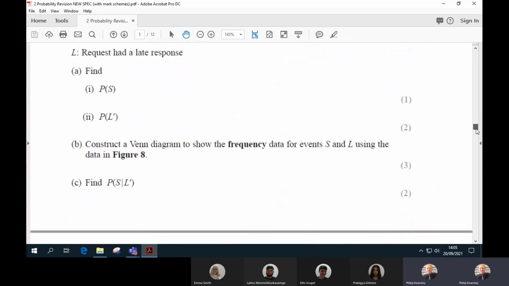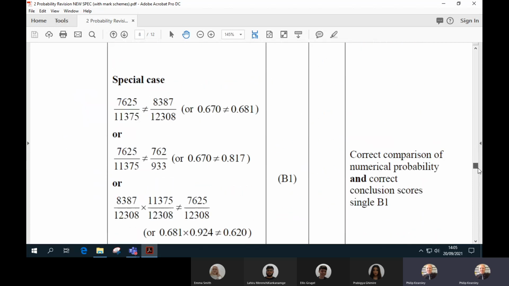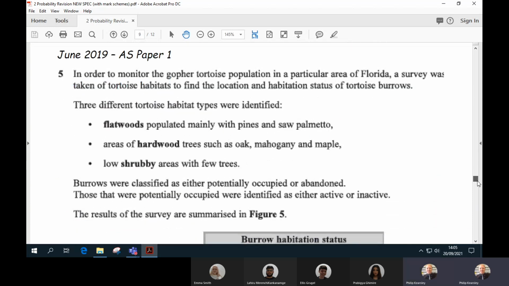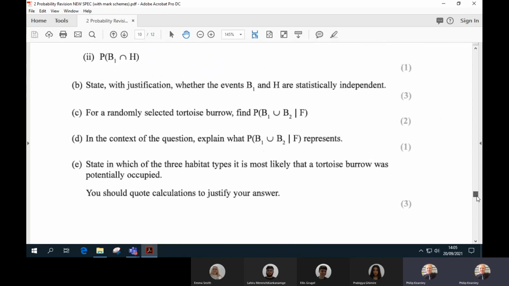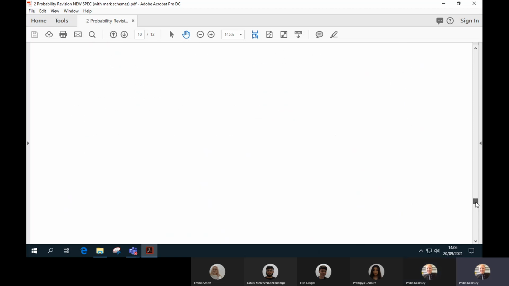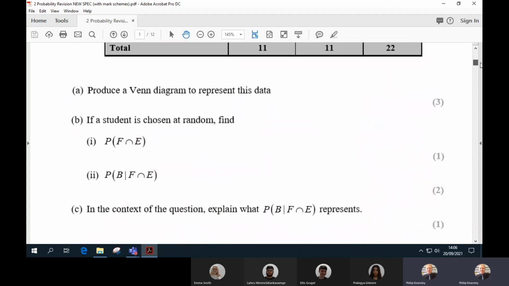Was that an actual 2018 AS? So that was an actual genuine paper. What about 2019 L? Let's have a look. There it is. Two-way table. Statistical independence. Oh, now we're talking. Lovely. All right then, so I probably want to do that statistical independence question.